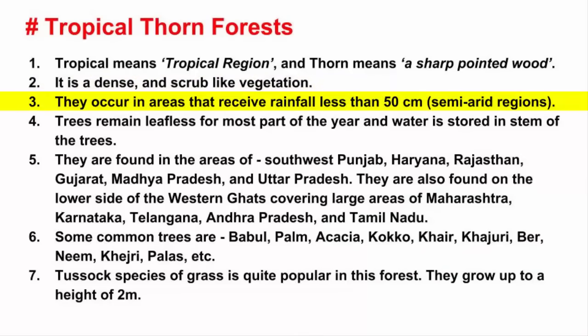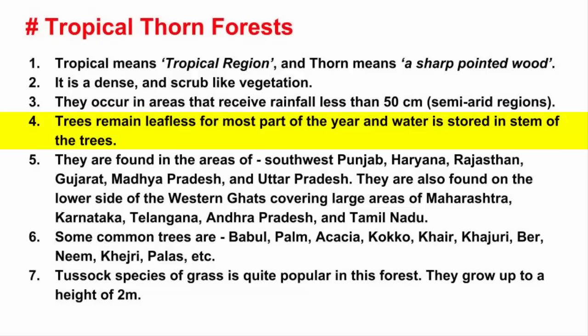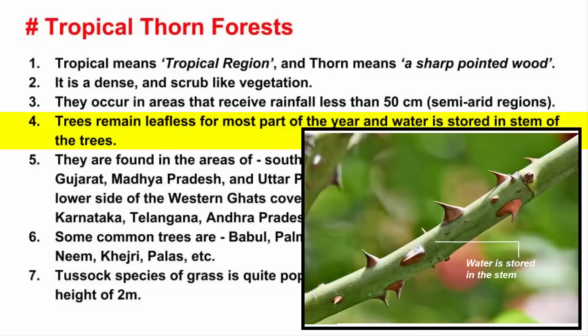This kind of forest occurs in the areas that receive rainfall less than 50 centimeter. So you can imagine if there is less rainfall, there is not going to be much of greenery. If you remove the leaves from a tree, what's left is thorns.